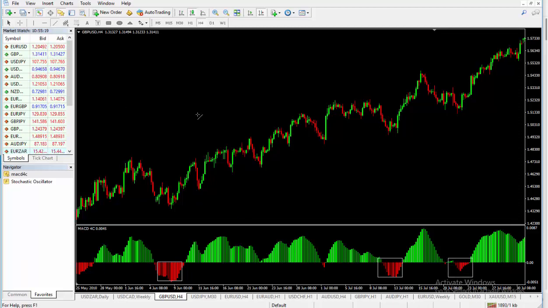With divergence, they won't be apart from each other. They will be on one specific histogram. Do you see that? That's divergence. Like that. That's divergence, guys.